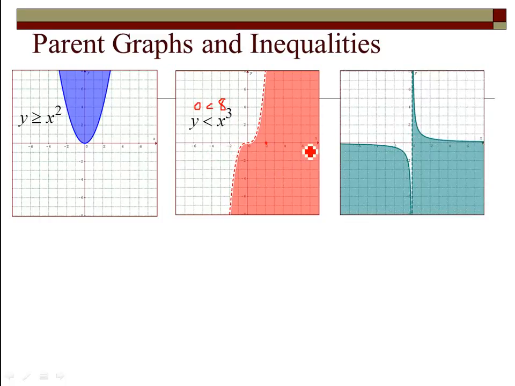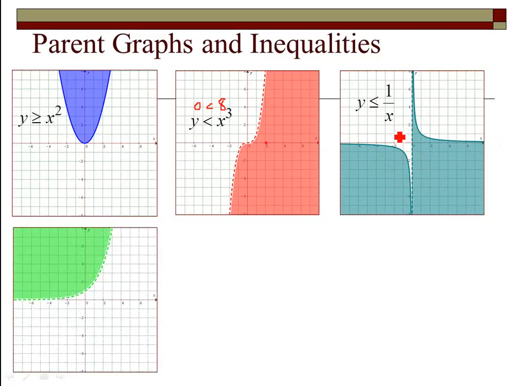Okay, this one's a little weird. This is y equals 1 over x. I can see the graph. It's not dashed. I do see a dash, but that's the asymptote. The shading is below the graph. And it looks kind of weird, but this is what the graph of y is less than or equal to 1 over x looks like.